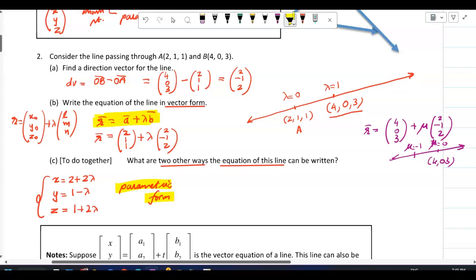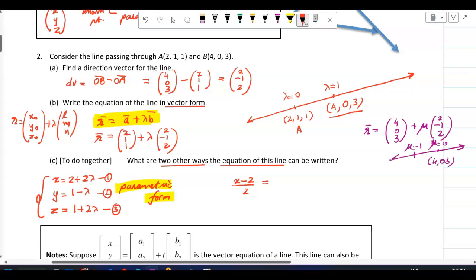Now, if you want to make it Cartesian form, Cartesian is like a regular slope, x, y, z in terms of x, y, z. You don't want any lambda coming in the picture, so get rid of lambda. In equation 1, if you make lambda the subject, it will be x minus 2 divided by 2. Divided by positive 2, my mistake. Now in y, make lambda the subject.